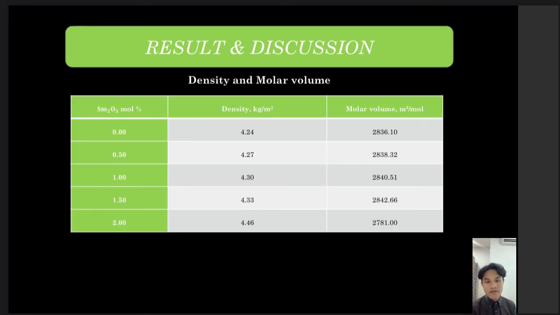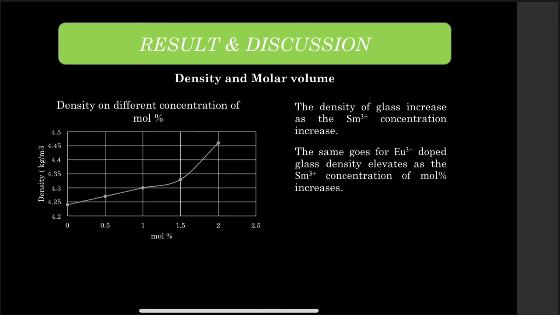These are the results of density and molar volume. From that, we can plot the graph for density at different mole concentrations. From the graph, we can say that the density of the glass increases as the samarium concentration increases. The same goes for europium, with the glass density elevating as the samarium oxide concentration increases.